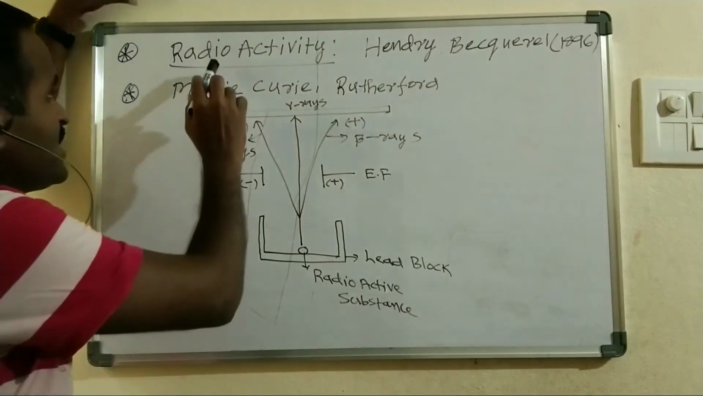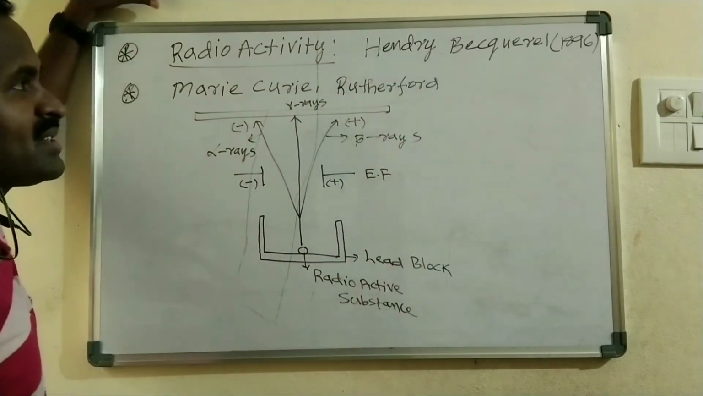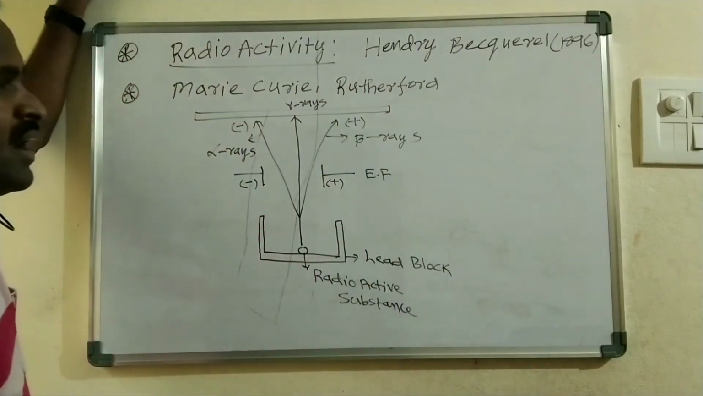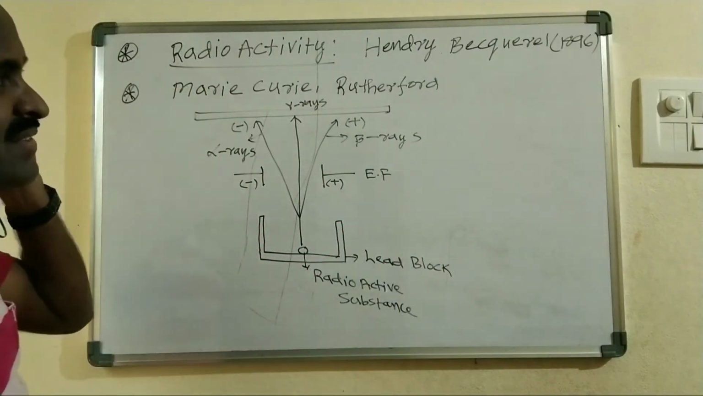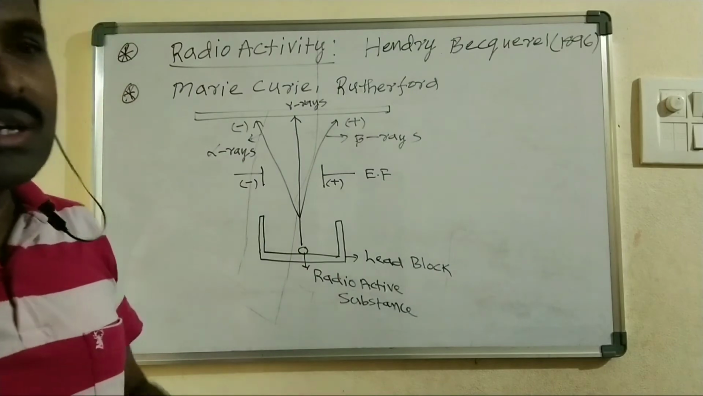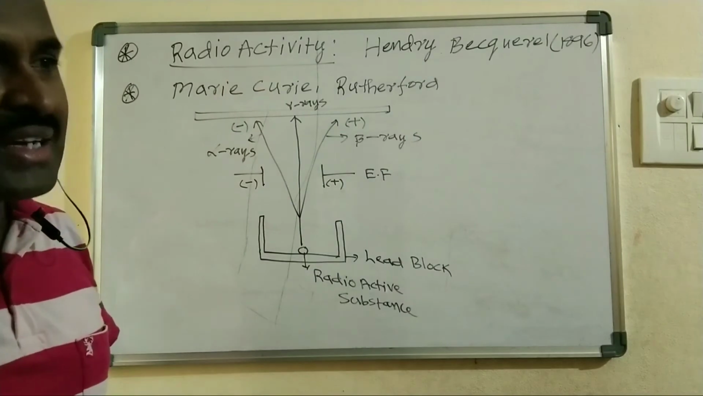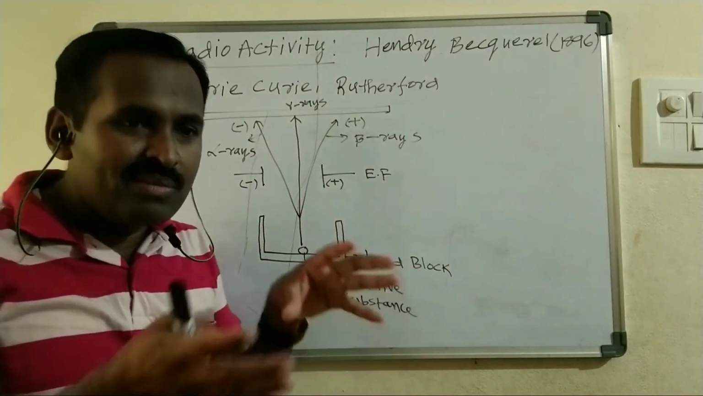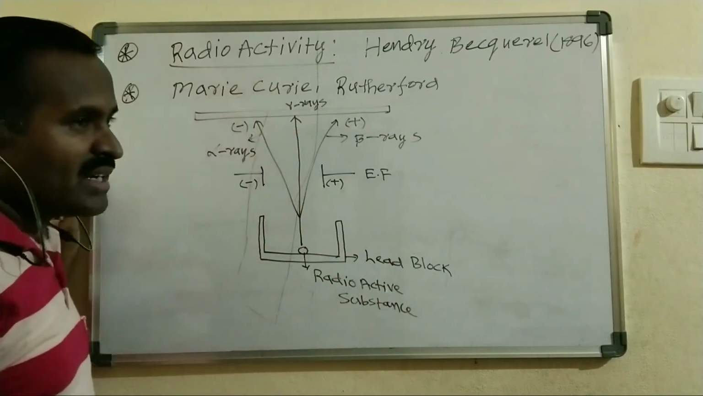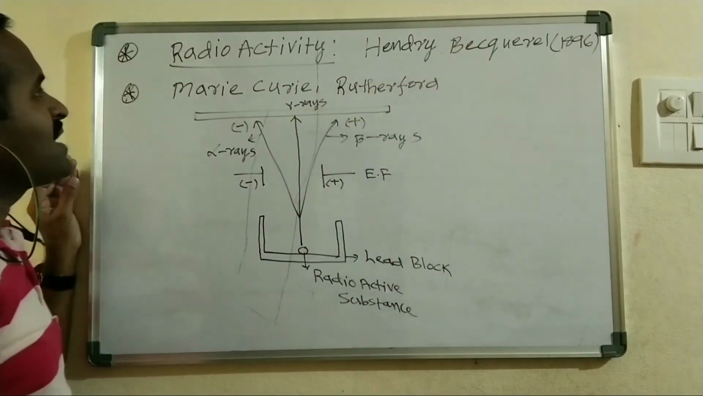Next topic is radioactivity. Radioactivity was discovered by the scientist Henry Becquerel in the year 1896. Radioactivity means that some elements emit radiation on their own, and such a phenomenon is radioactivity. Those elements which emit the radiation are radioactive elements, right? Henry Becquerel discovered this radioactivity.